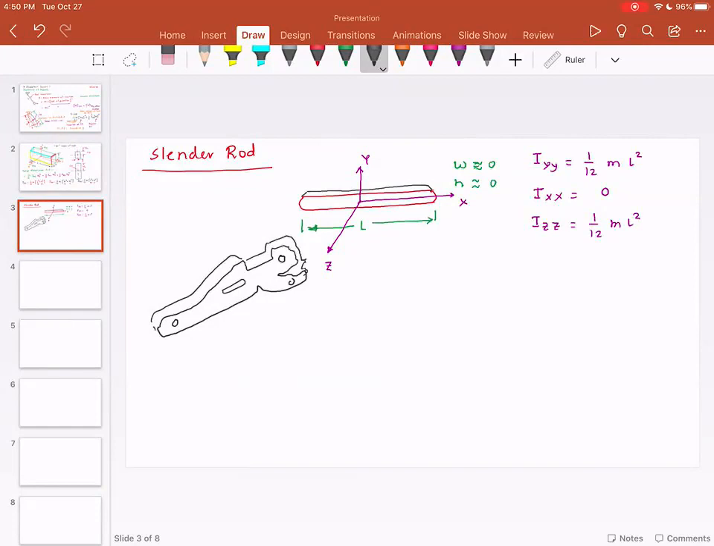In that case, we will actually do a CAD model. Once this geometry is inside the CAD model, the centroid will be calculated numerically by the CAD model. And then you can right click and ask for the principal moment of inertia.